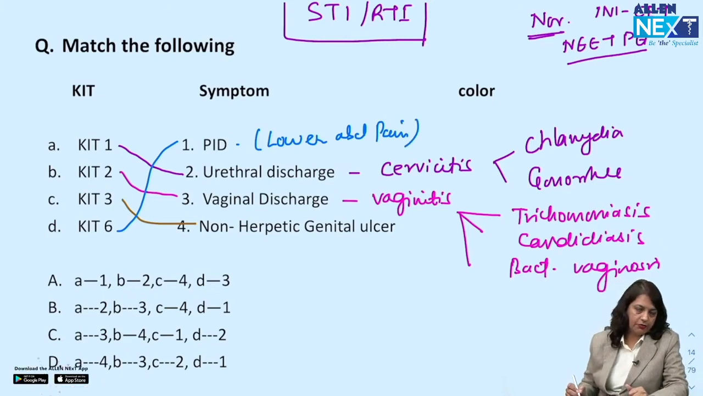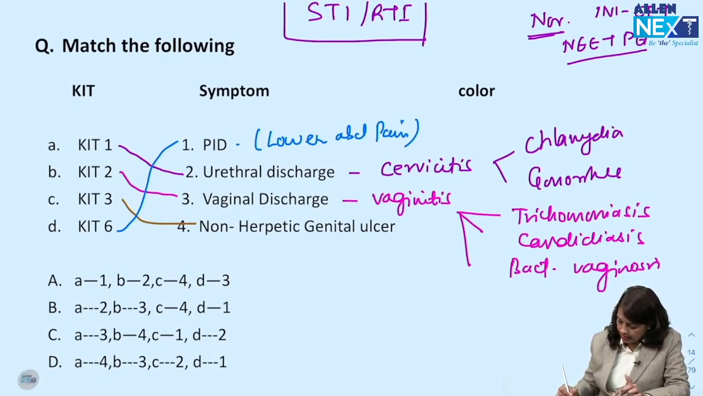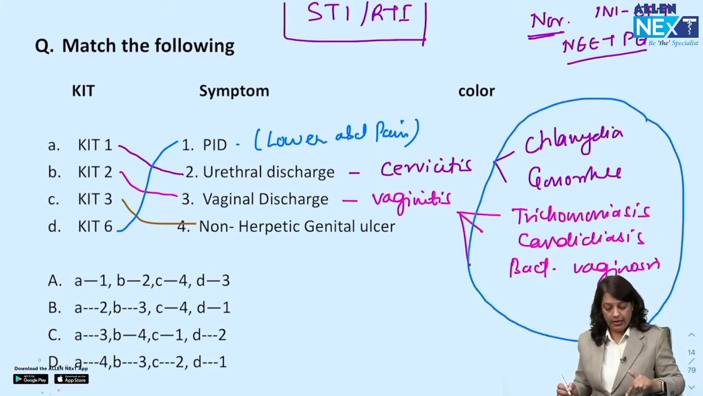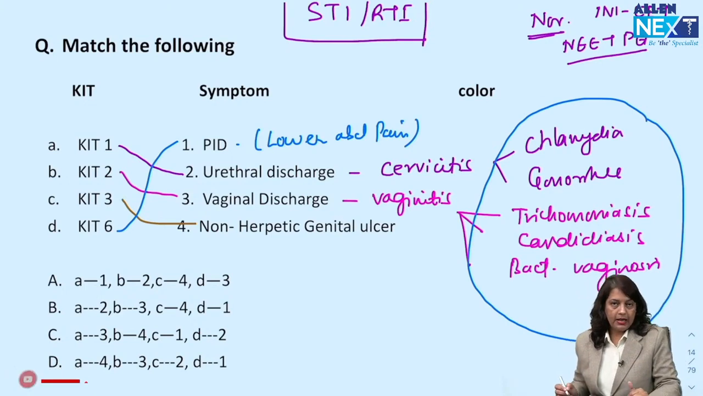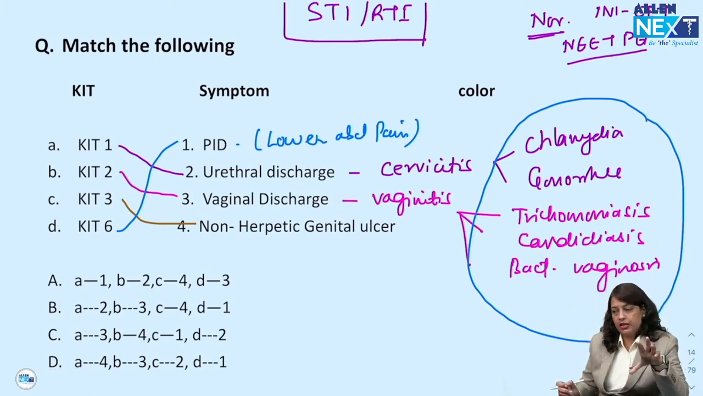Most common causative agent for PID is chlamydia. Next is gonorrhea. Then all the causative agents for bacterial vaginosis. So all these written here are the causative agents for PID as well, and PID usually leads to blockage of the fallopian tube, so the presentation of the patient can be infertility.